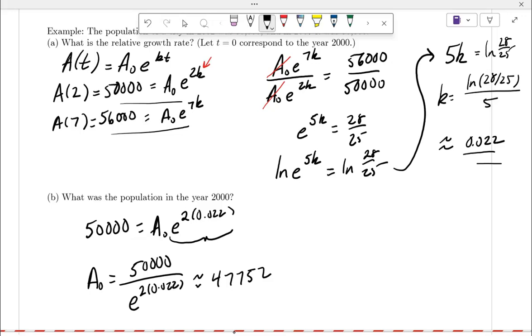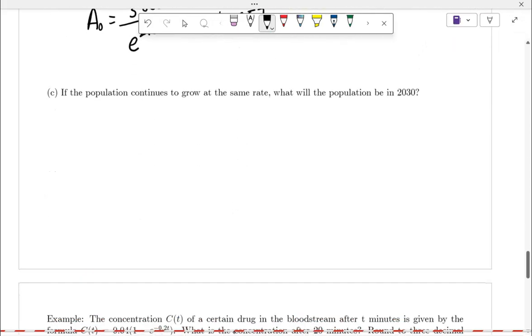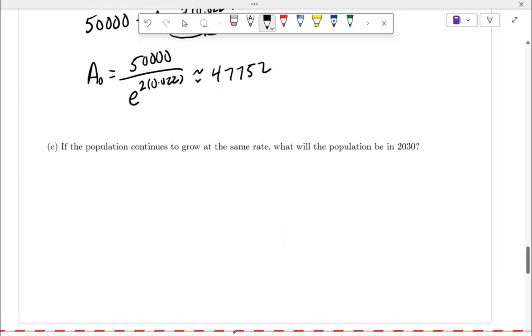Other questions on that one? This okay? Right. Let's see what else we got. Oh, it says if the population continues to grow at the same rate, what will the population be in 2030? What would you need to do to figure that one out? Yeah, put in t equals 30, right?